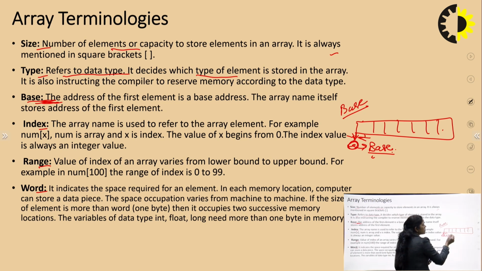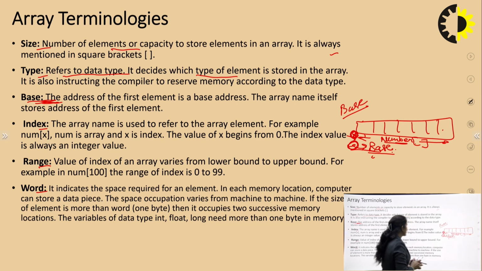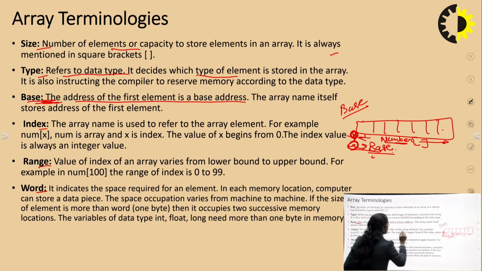Let's suppose this array is the number array. From where the memory allocation starts, this particular starting address is known as the base. The same thing is told by this particular line: the address of the first element of the array is known as the base address.